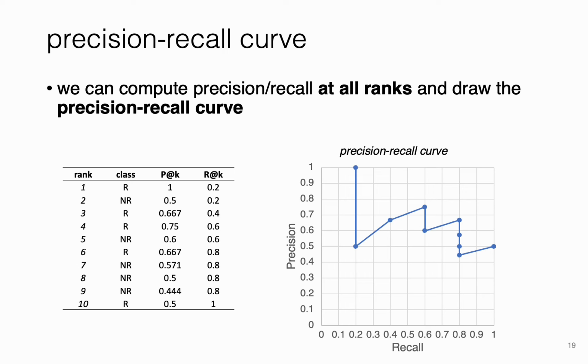We can use these two values per rank to draw points in the precision recall plane. We join consecutive points with a line, and the result is the precision recall curve we see in the figure. So, the point at the top left corner is for rank 1, where we have precision 1 and recall 0.2. The rightmost point is for rank 10, where we have recommended all relevant items, so recall is 1. Precision is 0.5, as only half of the recommendations are relevant.